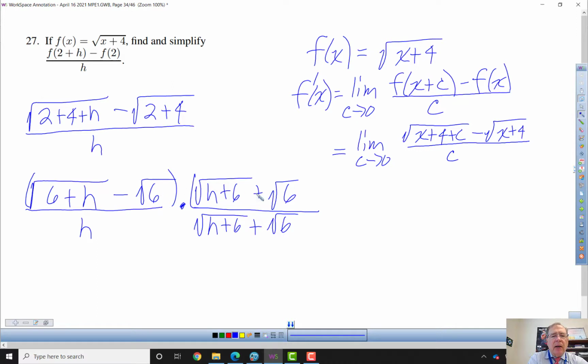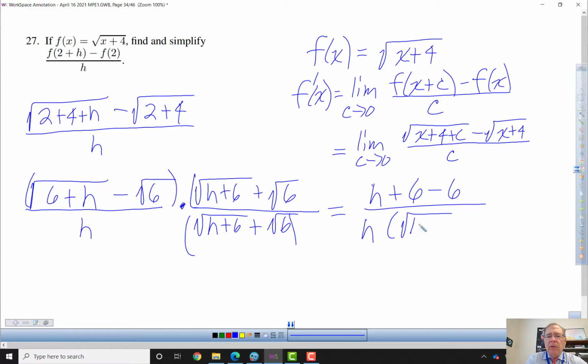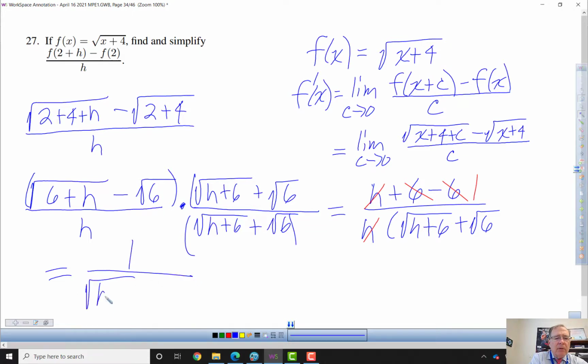Once I distribute that out using the difference of two perfect squares, I get h plus 6 minus 6, all divided by h times the square root of h plus 6 plus the square root of 6, and the 6's will cancel to 0. Now that I'm here, I can cancel the h's to 1. So my final answer is 1 over the square root of h plus 6 plus the square root of 6, which makes no sense at all to me.